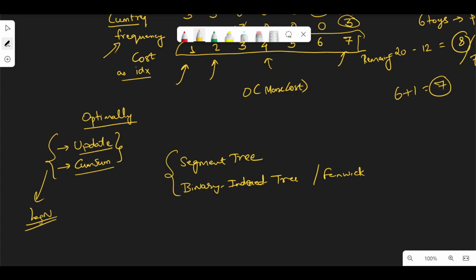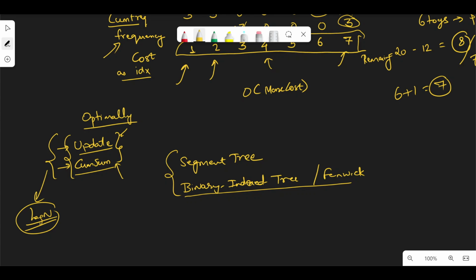Usually, either your update will be O(1) and the cumulative sum would be O(n). One of them would be O(1) and the other one would be O(n). But if you have a mix of update and cumulative sums, a mix of range updates and range sum queries, or prefix sums and update queries, and you want to do both of them optimally, you can do it in log n time using either of these two data structures. And binary index tree is slightly better because its performance is slightly better. Its space utilization is slightly lesser than segment tree.